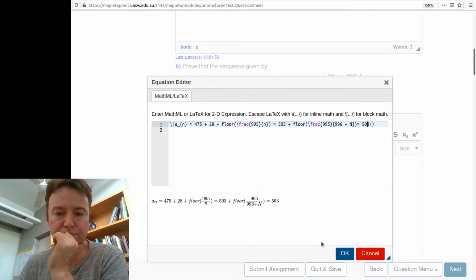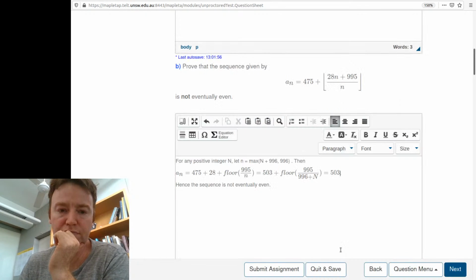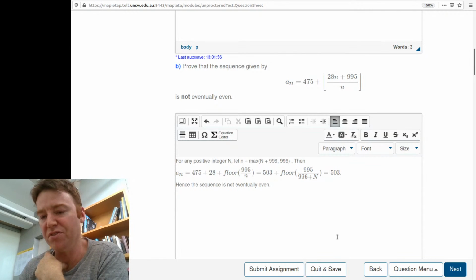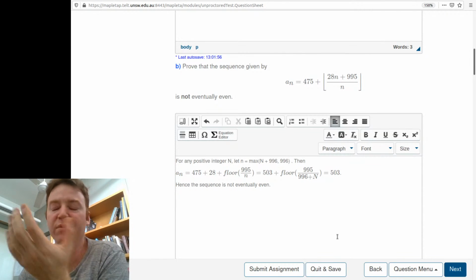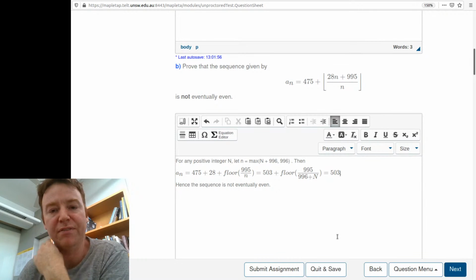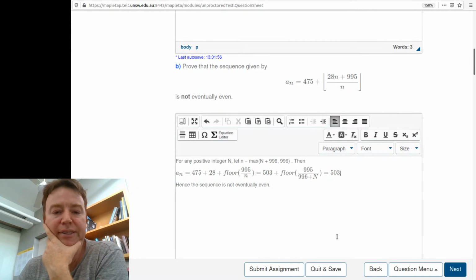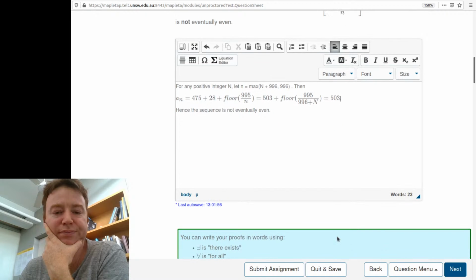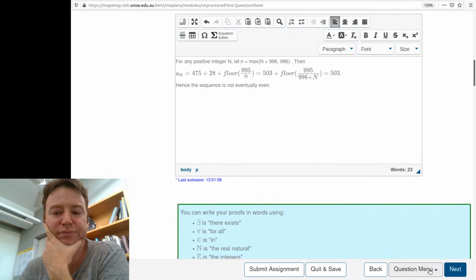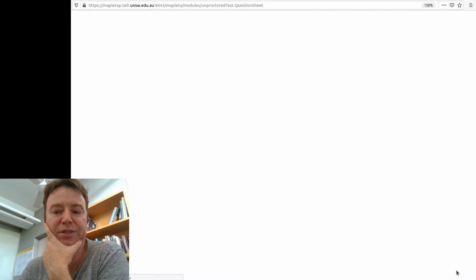Cool. So in fact, the whole sequence is just 503s all the way. Once you make n big enough, it's just always going to be 503. Cool. Next question.